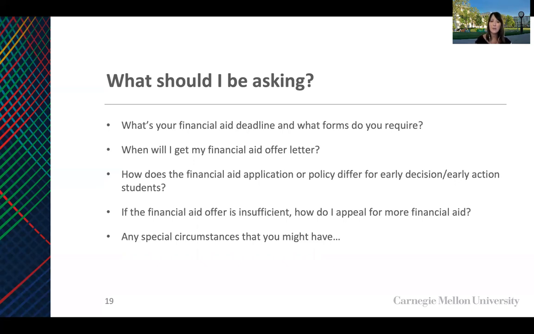How does the financial aid application or policy differ for early decision and early action students? So make sure you're asking the difference between the application plans and how that may affect financial aid applications.